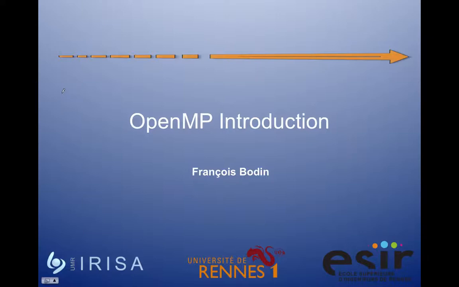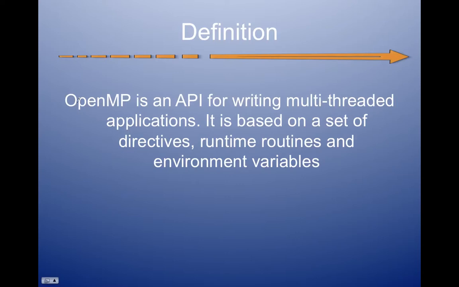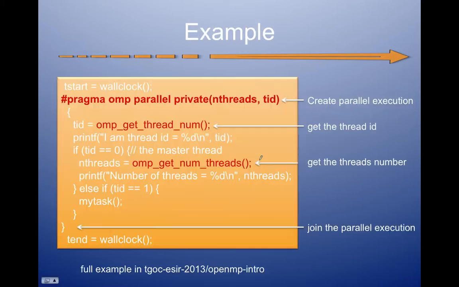OpenMP. OpenMP is an API for writing multi-threaded applications. It is based on a set of directives, runtime routines, and environment variables. Let me give you an example.